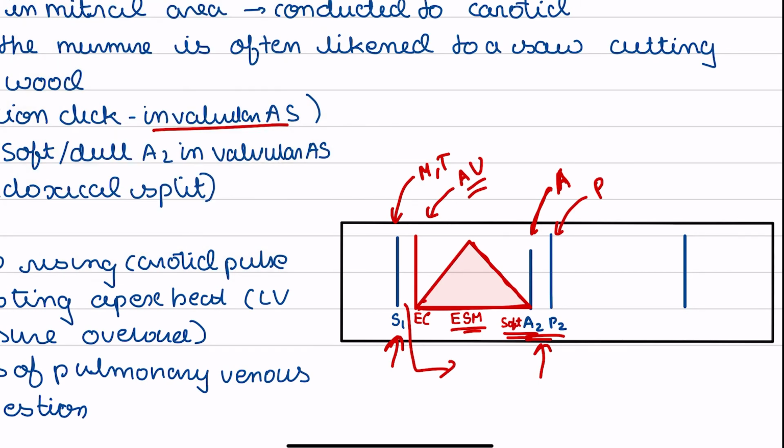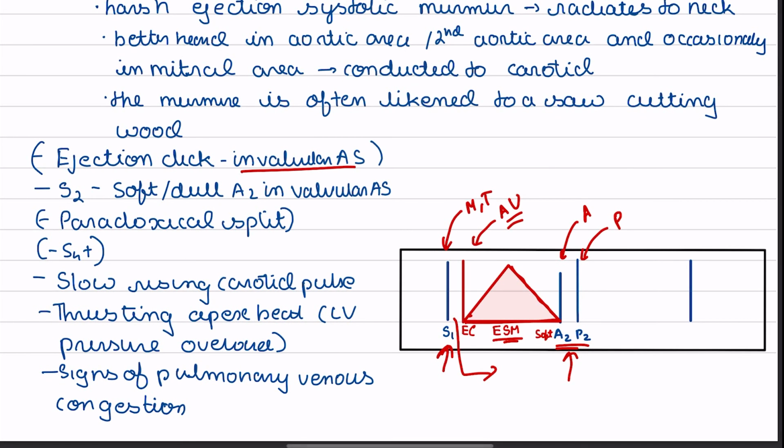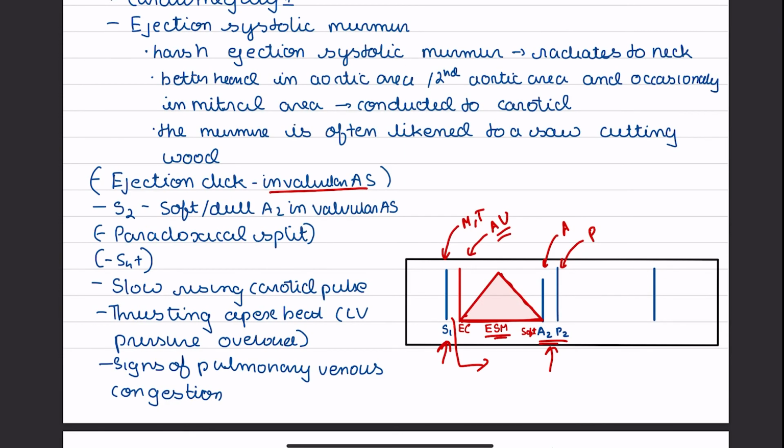So again, just going over them, there may be an ejection click in valvular aortic stenosis. There may be an ejection systolic murmur. Then there's a soft A2. So these are the usual auscultatory findings. Okay, so now a few things about the murmur.